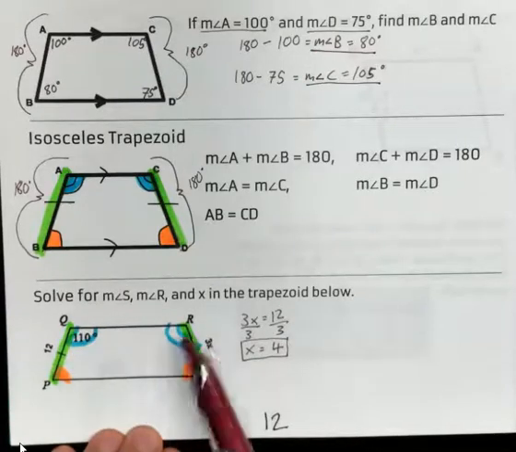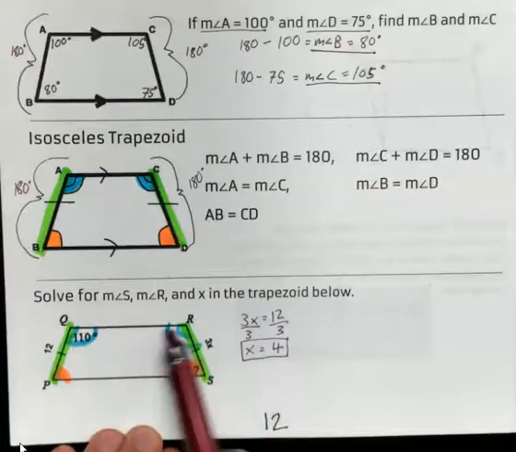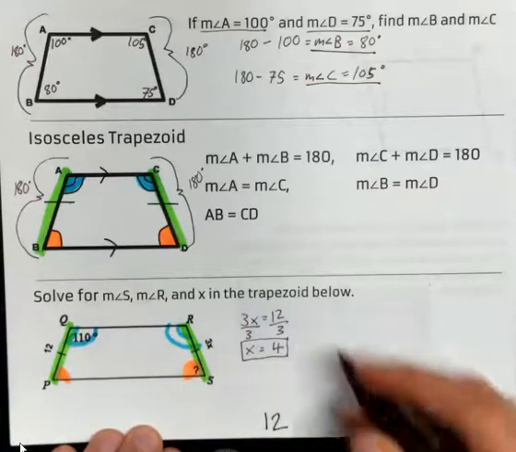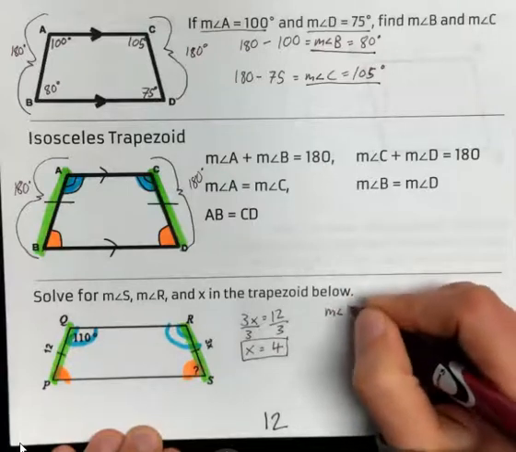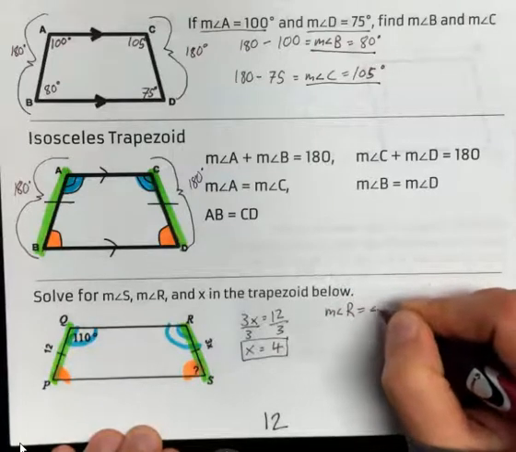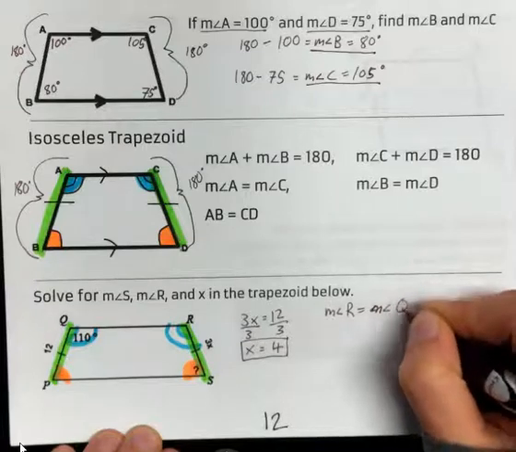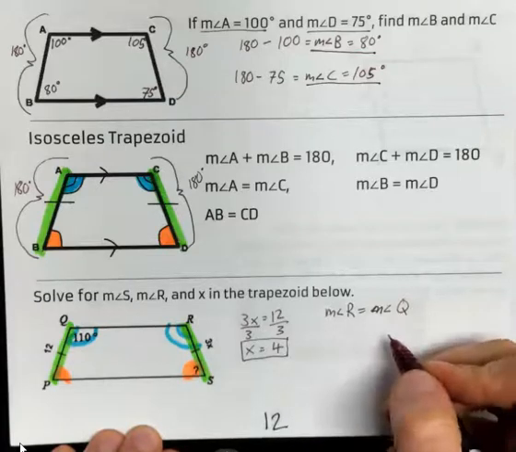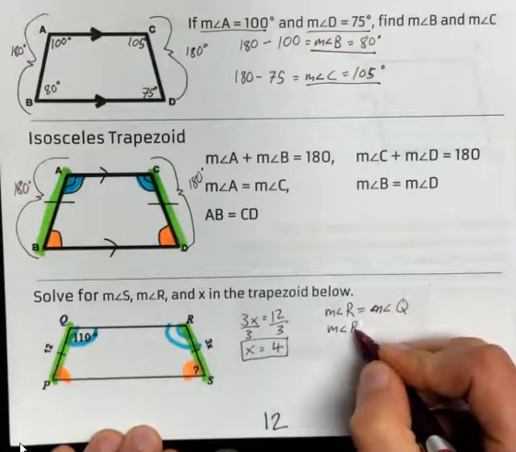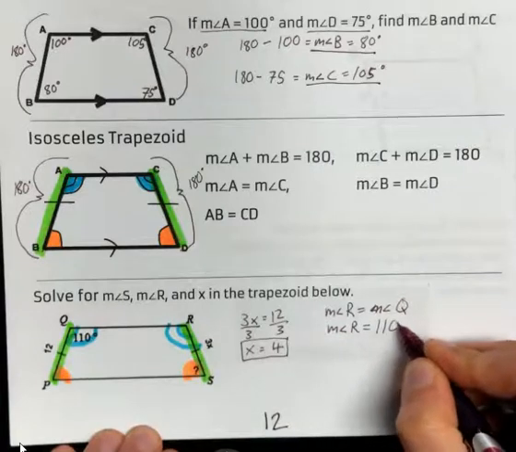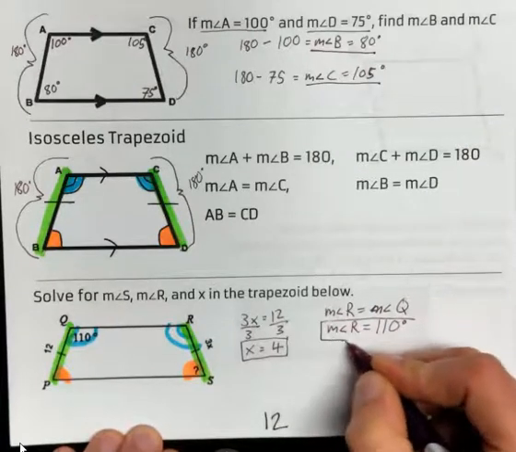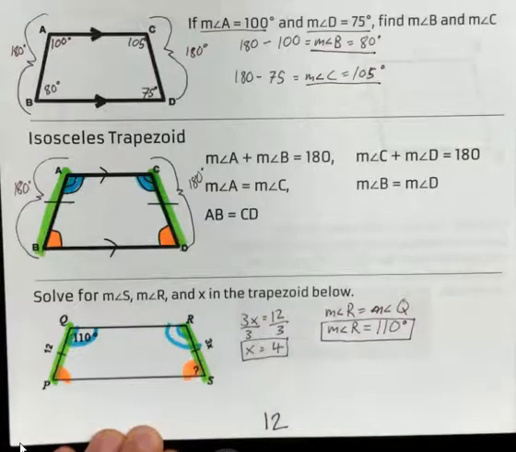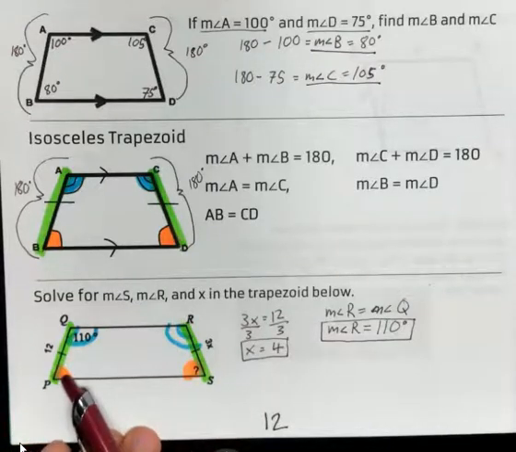It also asks for measure of angle R. Well, angle R is equal to angle Q. Measure of angle R is equal to measure of angle Q, right? Well, measure of angle Q is 110 degrees, so measure of angle R also has to be 110 degrees. Why? Because it's an isosceles trapezoid, not an irregular trapezoid, just isosceles. Okay? All right, moving on.